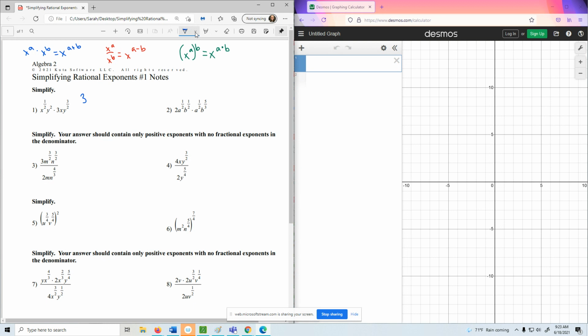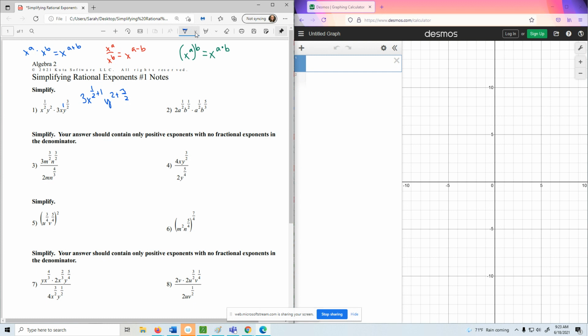So for x's, I have a 1/2 and a 1. So I'm thinking x to the 1/2 plus 1. For y's, I have a 2 and a 3/2. So I'm thinking y to the 2 plus 3/2. What I have written here is kind of an in-between step. This is not your final answer. We need to actually do this addition. I just wanted to show you where things are coming from.